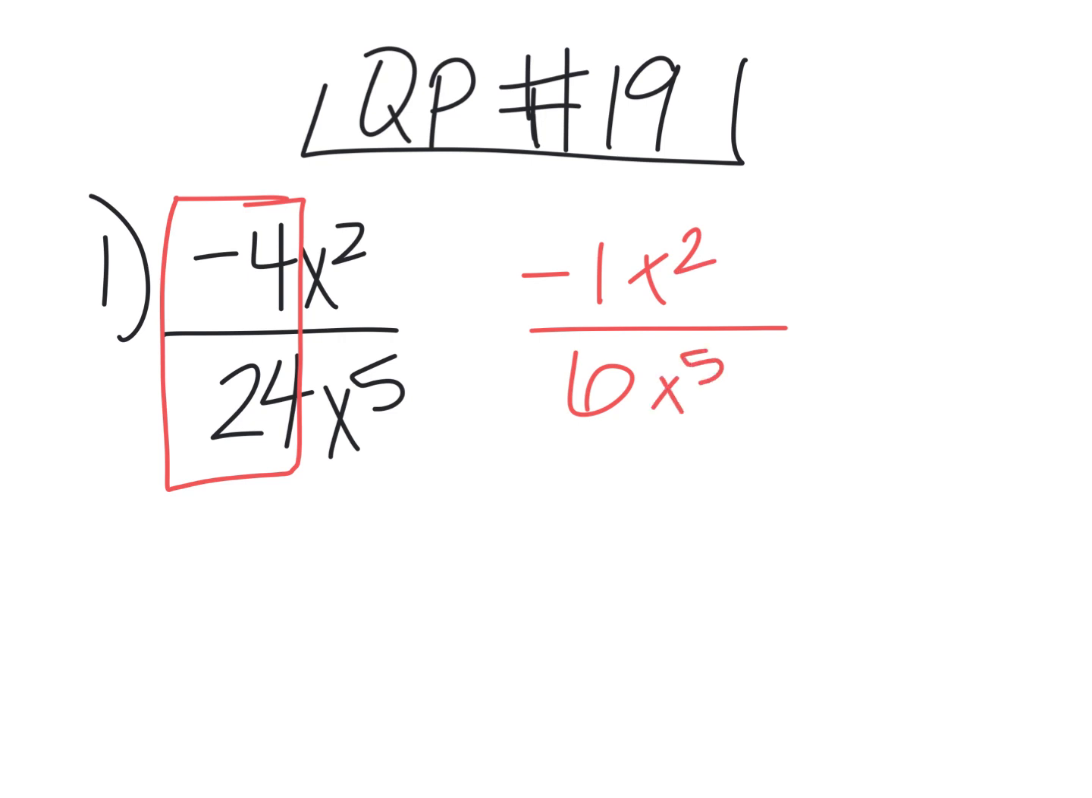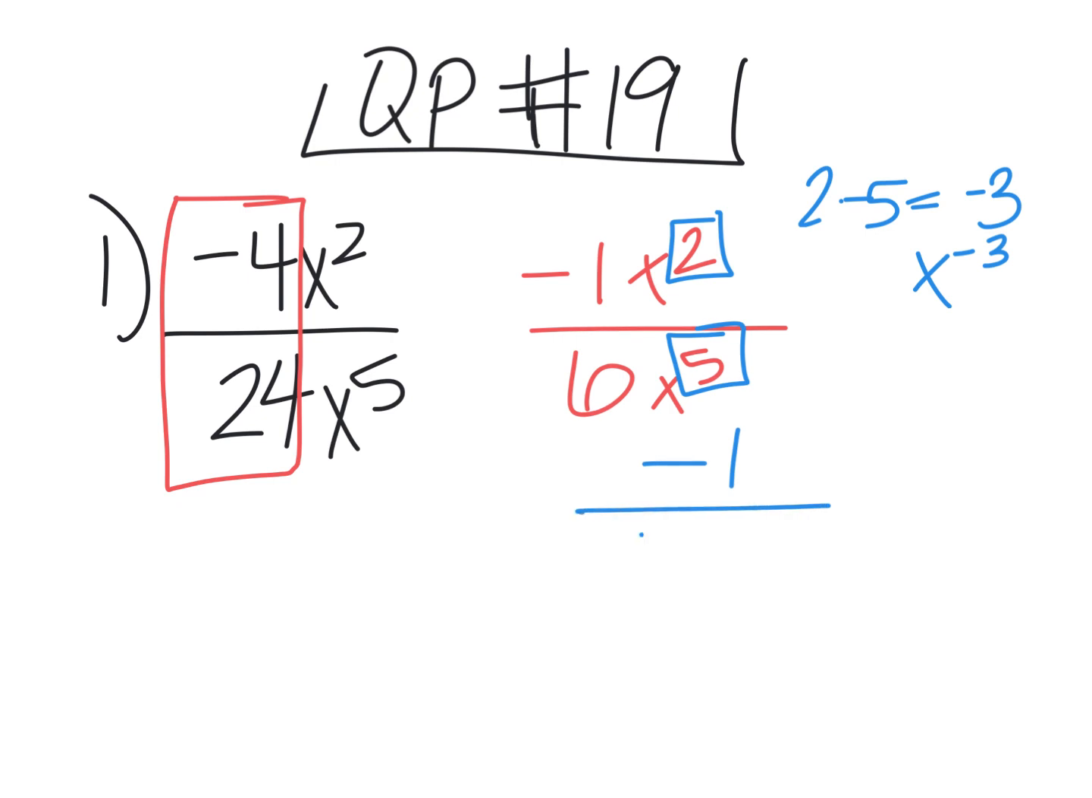Remember, when they're exponents on top of each other, dividing in a fraction, we subtract the exponents. So if I subtract 2 minus 5, I would get -3, so then it would be x to the -3, which would then make it so it would go to the denominator. So I would have -1 over 6x to the 3rd power.